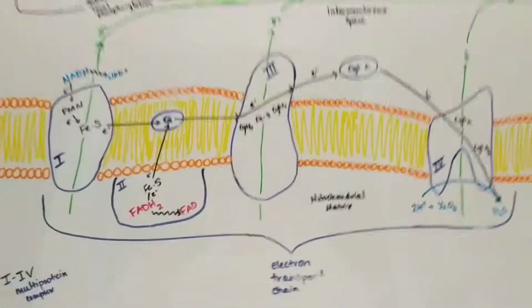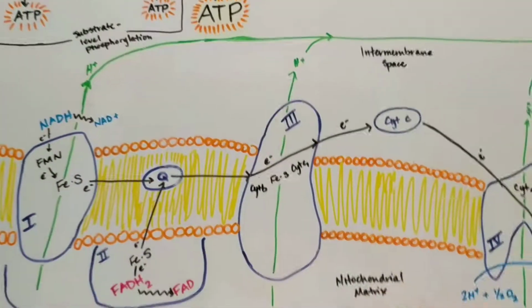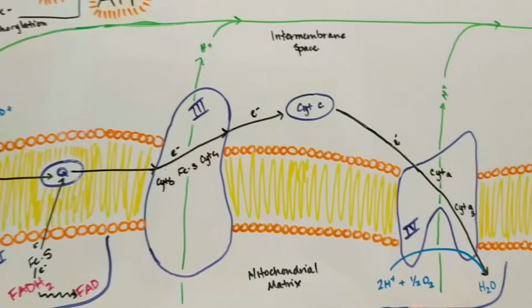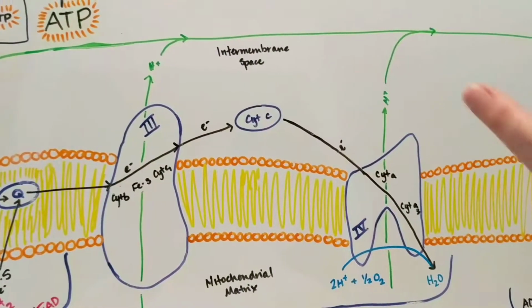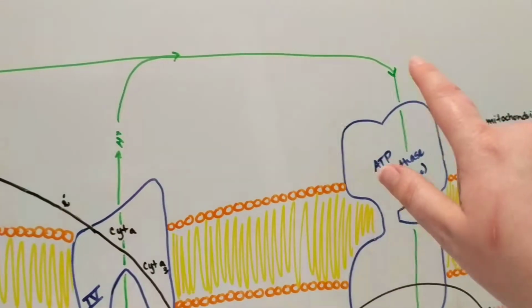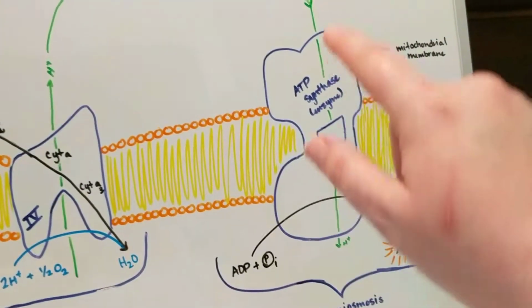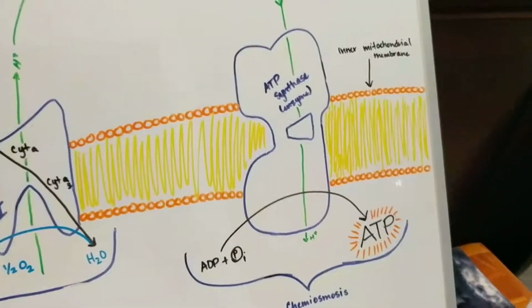So through all of this process, you'll see these green hydrogen ions moving up against their proton gradient into the inner membrane space. It's just kind of floating through. Well, they're drawn to this last phase of the process, which is this ATP synthase enzyme.